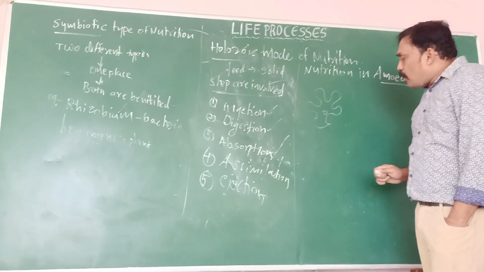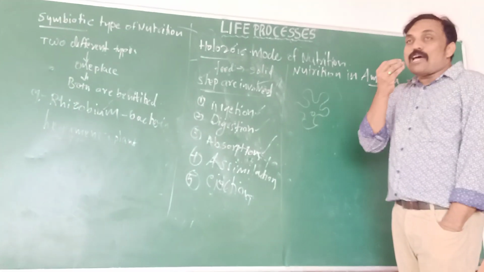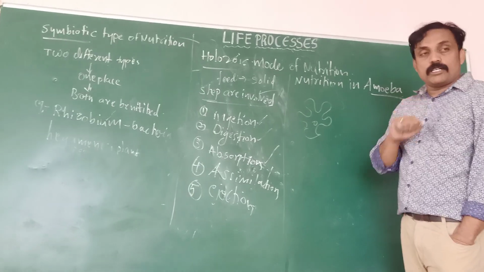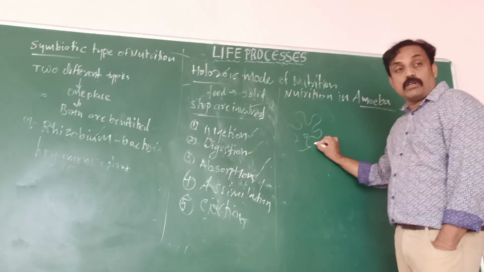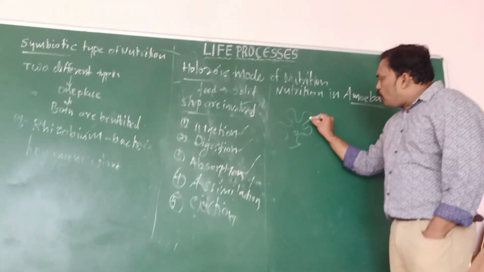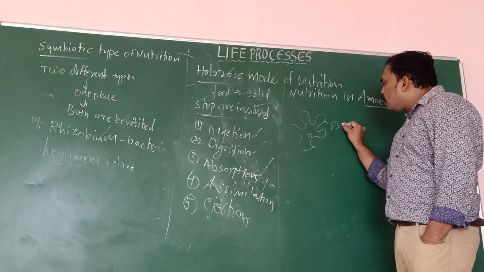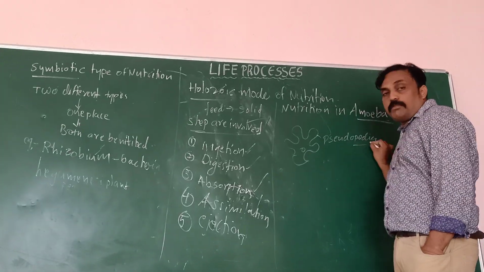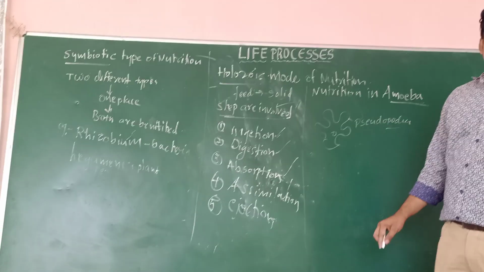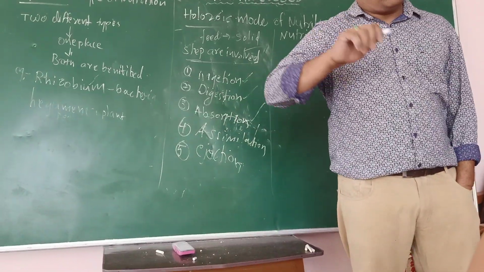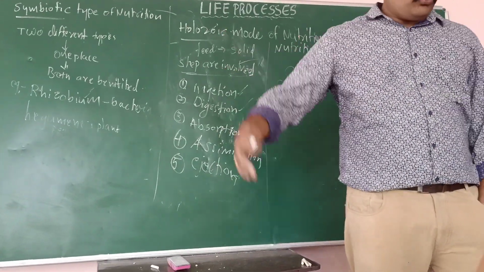The first step, you know amoeba. Somebody thought, sir, amoeba does not have a mouth, sir. But amoeba is also an example of holozoic type of nutrition. In amoeba, what happens? Okay, you know about these pseudopodia. What is the meaning of pseudopodia? Pseudopodia are locomotory organs of amoeba, which are useful for moving from one place to another place.